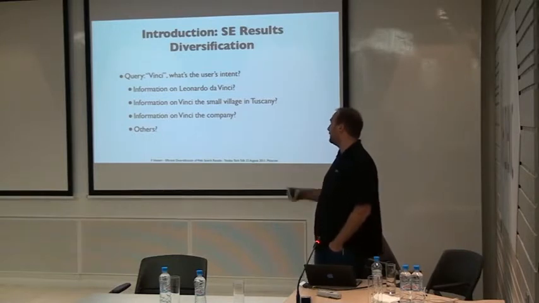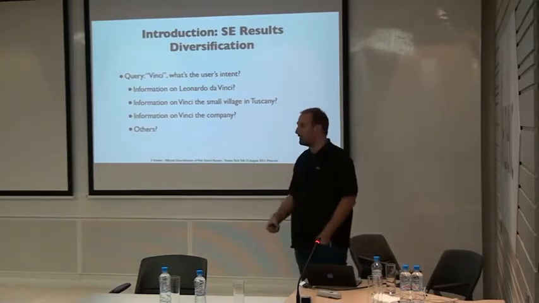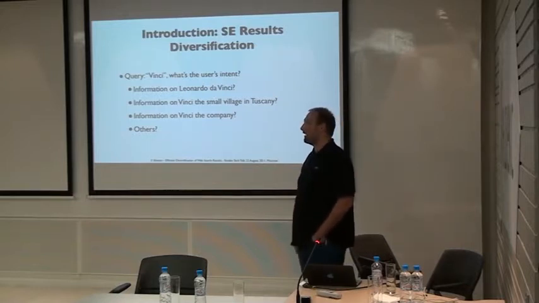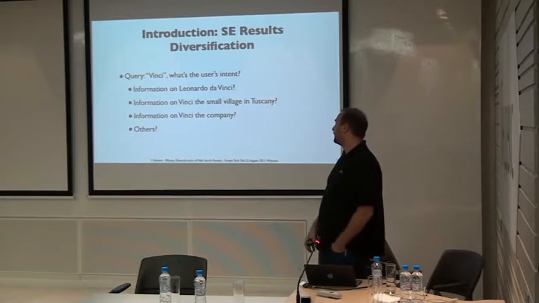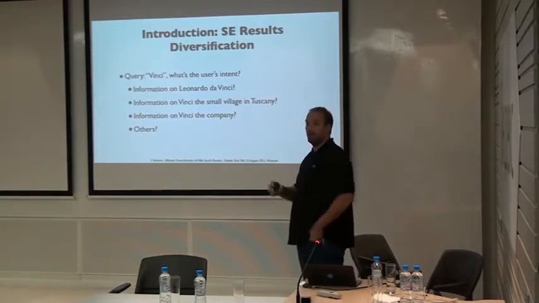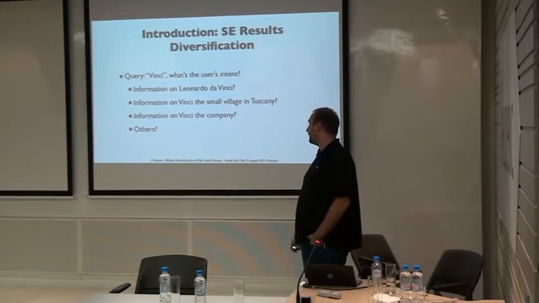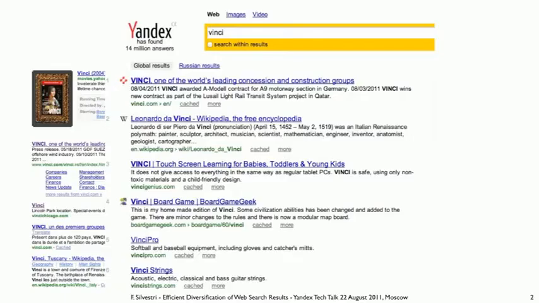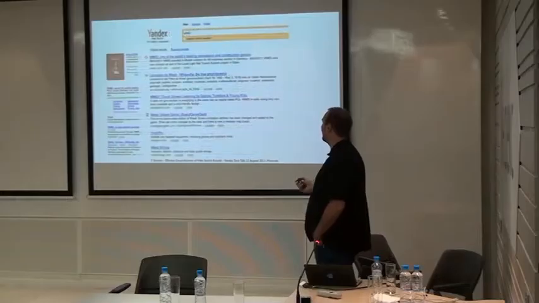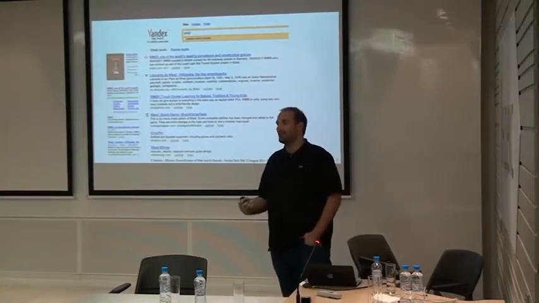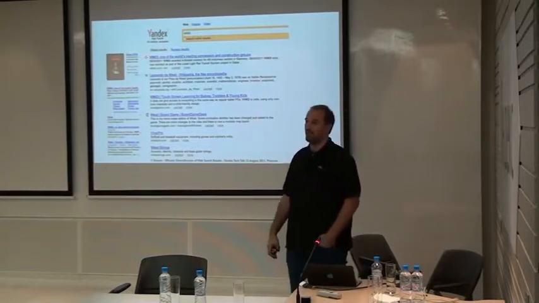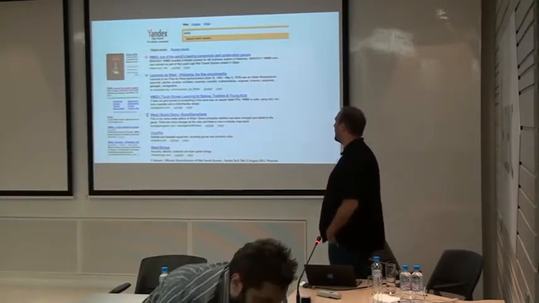For instance, you take a query, Vinci, for instance, and you have to guess what's the user intent behind the query Vinci. Because the query Vinci has multiple information needs behind it. For instance, a user might want information on Leonardo da Vinci, might want information on the small village in Tuscany, Vinci the company, and so on and so forth.